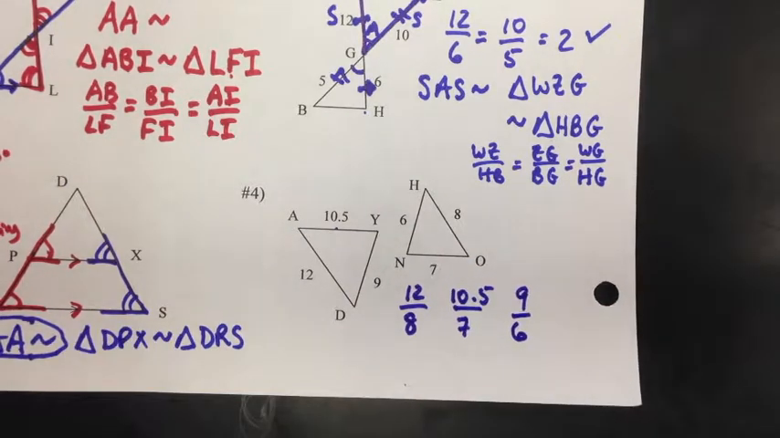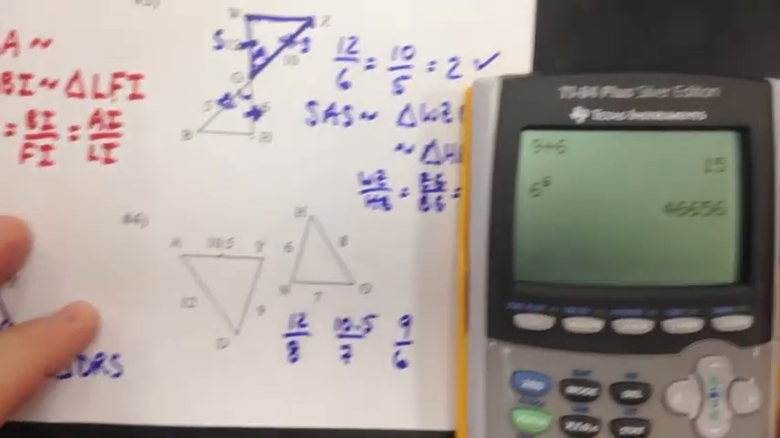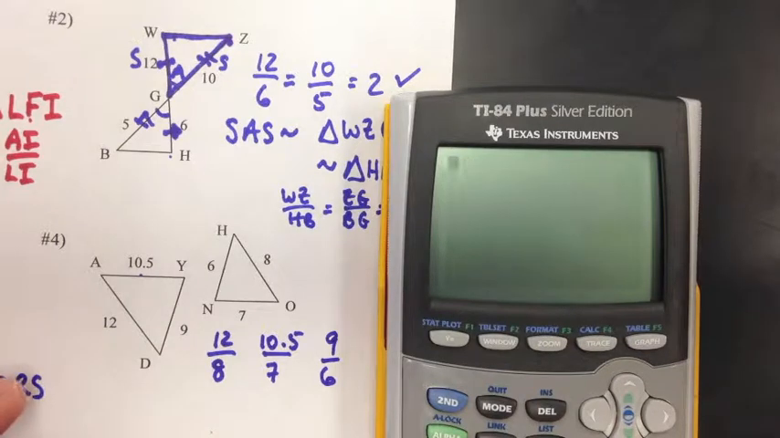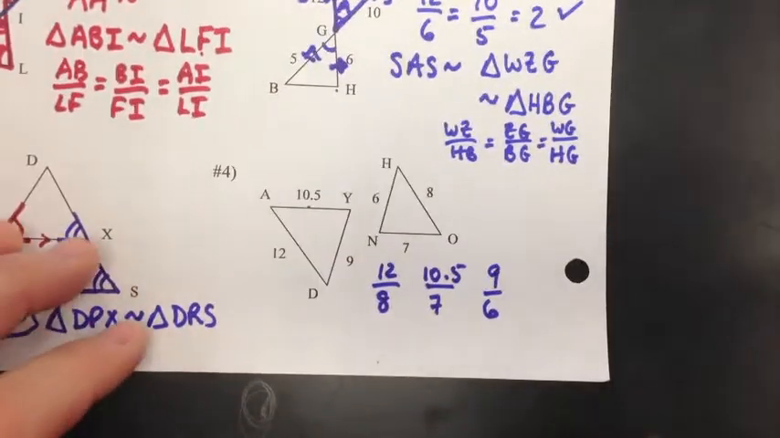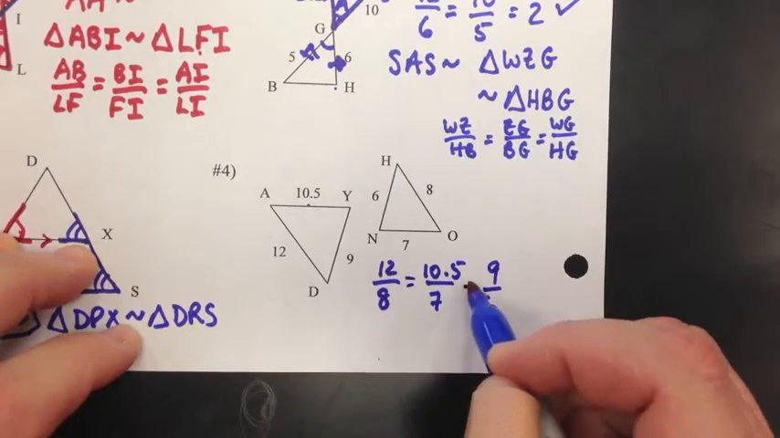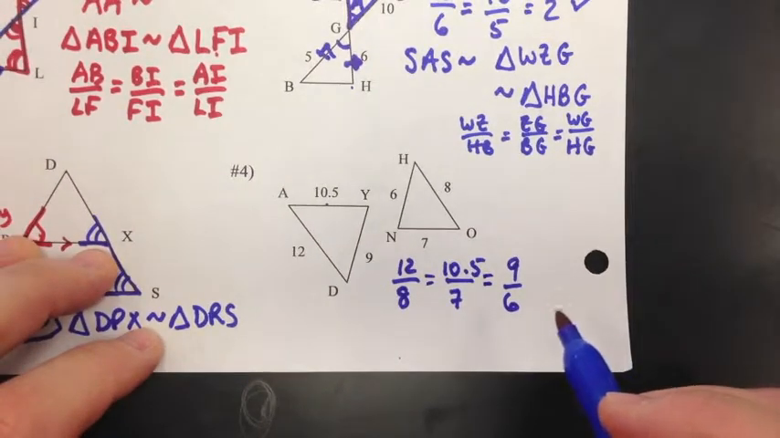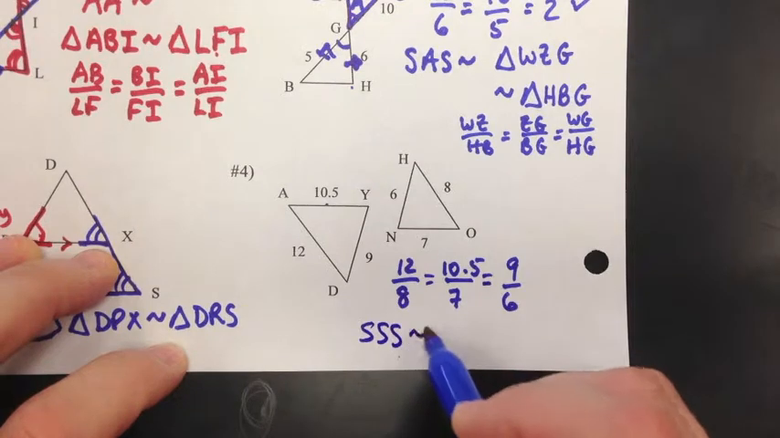Question though, are they proportional? This is where we would take a calculator. Let's type these fractions in and see if they're the same. 12 divided by 8 is 1.5. 10.5 divided by 7 is 1.5. 9 divided by 6 is 1.5. So what that tells me is that all 3 ratios are equal. That means these sides are proportional, so this is side-side-side similarity.